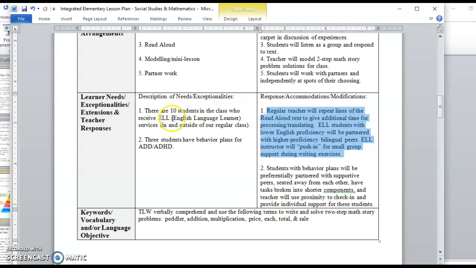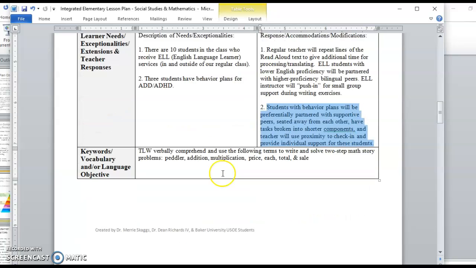So ELL students, who are learning English as a second language, or beyond their home language, you may partner them with bilingual peers. But of course, make sure that you repeat things, and maybe have them watch the video as well for the lesson or for the read aloud, so they really have a good idea of what happened in the book. Students with ADD or ADHD, these are the things that we're going to do to make sure they can stay on task during this lesson.